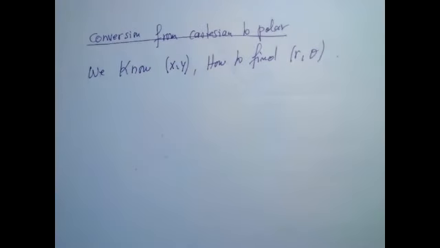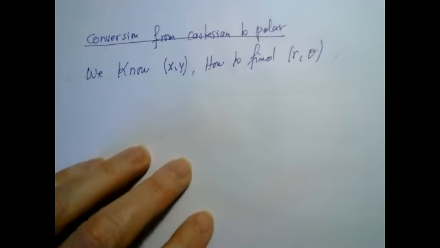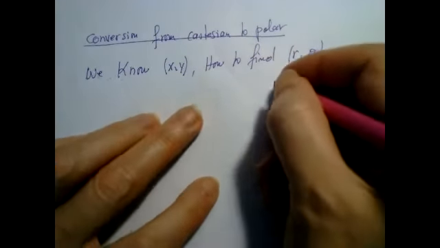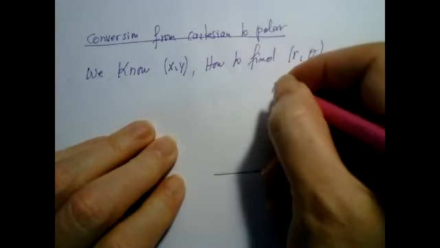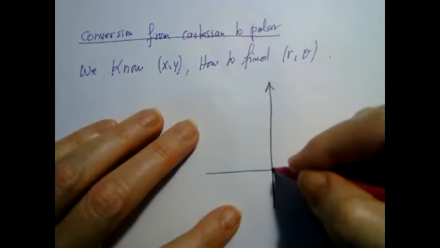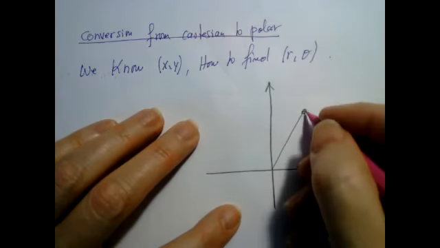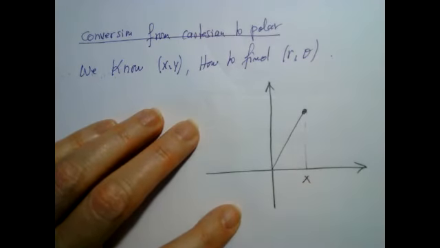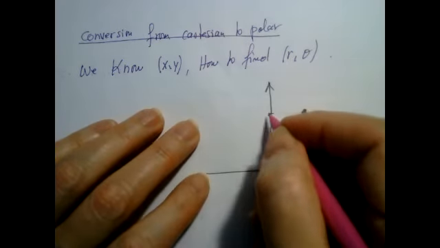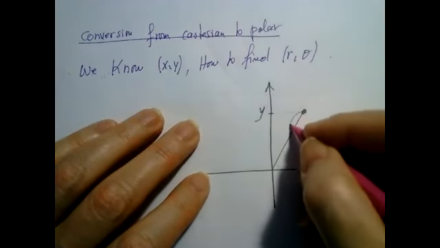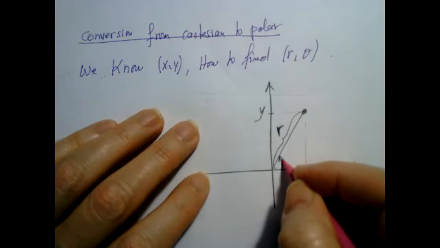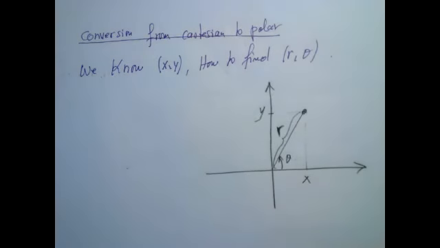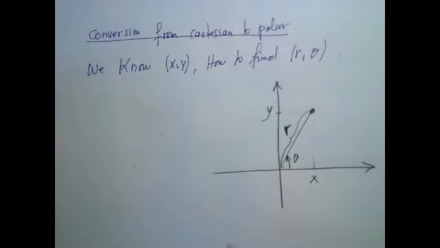Okay, so I draw the picture. This is my picture here, and this is my point. I know the x right there, and I know the y. And my question is how to find the r and how to find the theta. Okay, I start with the easiest one, and I'm already getting some answers. How can I find the r?